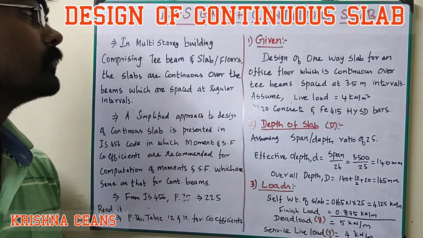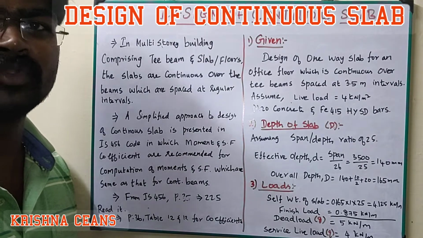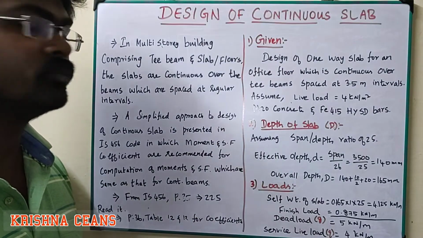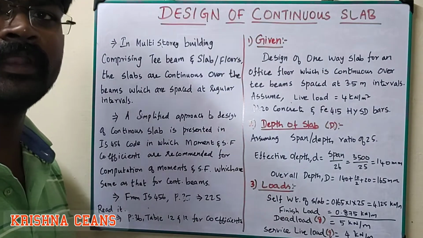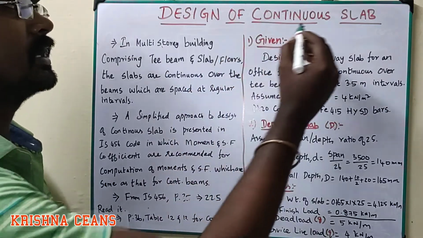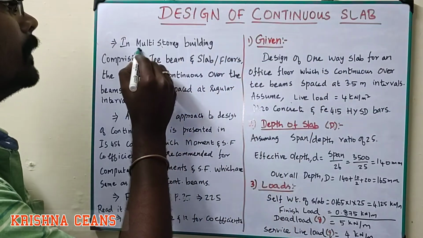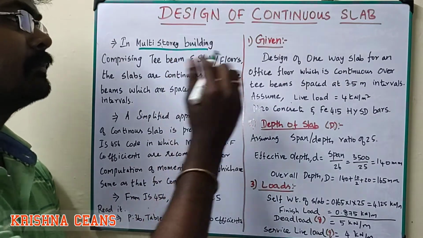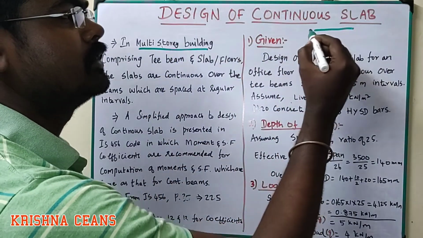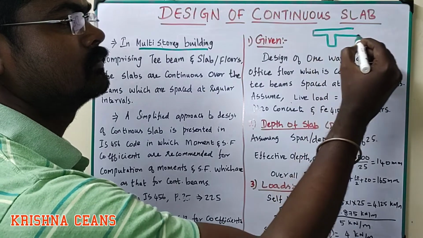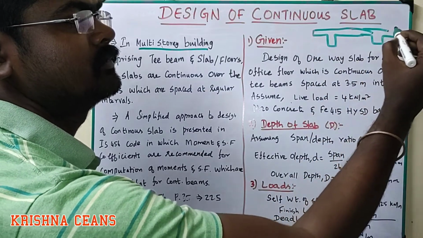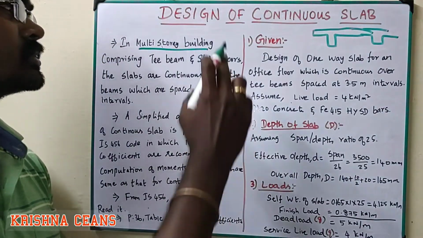So welcome. In this video we will discuss the design of a continuous slab. Where do we go for a design of a continuous slab? In a multi-story building, it comprises T-beams, then slab, again like a T-beam. It will be like a continuous slab.